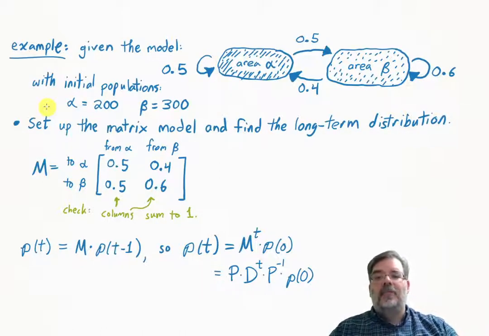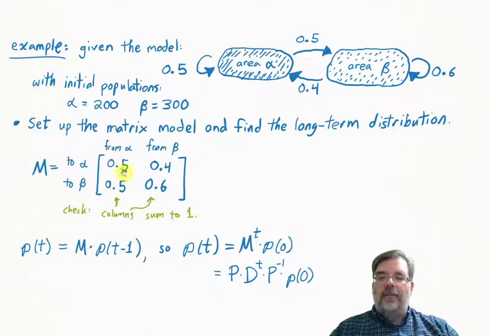Let's also assume that the initial populations are 200 in area alpha and 300 in area beta. So we'd like to set up the matrix model and figure out what this matrix is, figure out an equation, and then figure out the long-term distribution. So as before, the matrix model contains these transition or migration percentages arranged in this form.